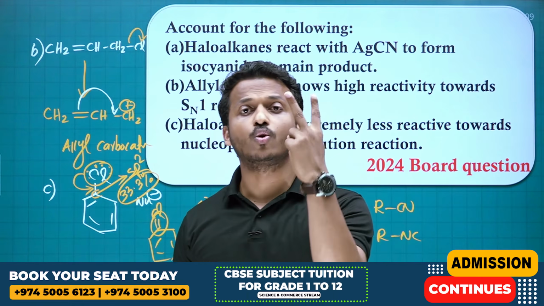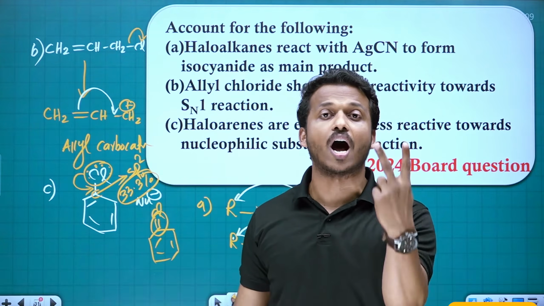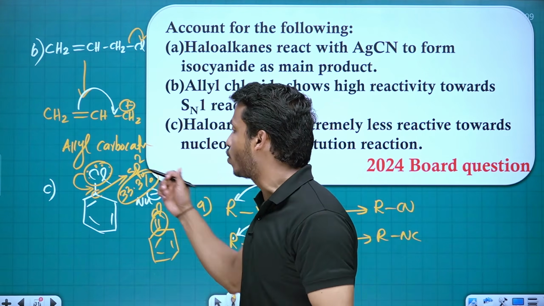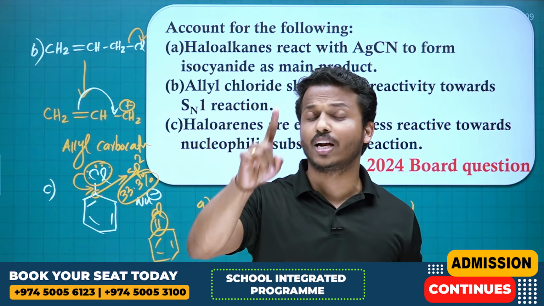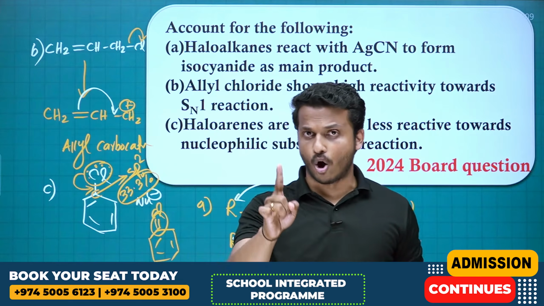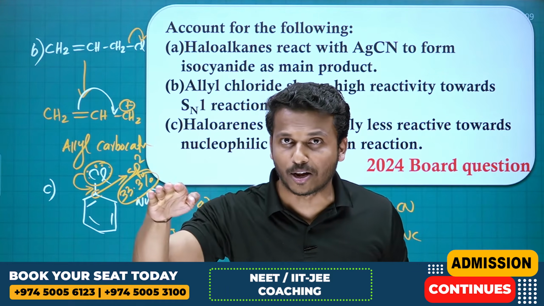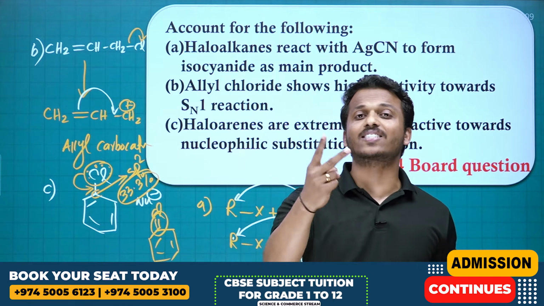Because of these two reasons, halogen removal is harder from benzene. Therefore, nucleophilic substitution is harder on haloarene. So what are the main two reasons? First, due to the partial double bond; a double bond is a stronger bond, harder to break. Second, due to high s character.